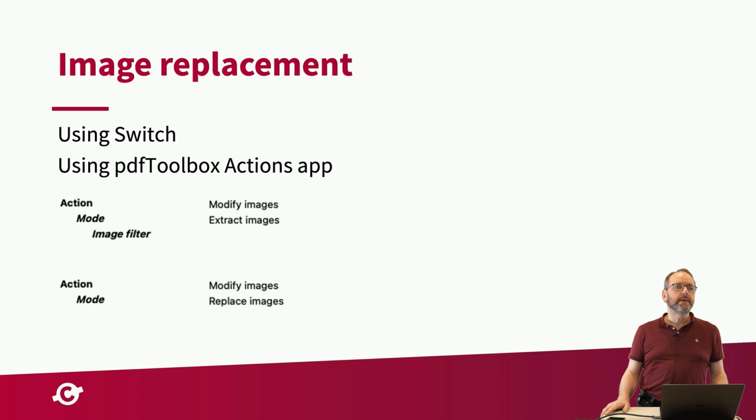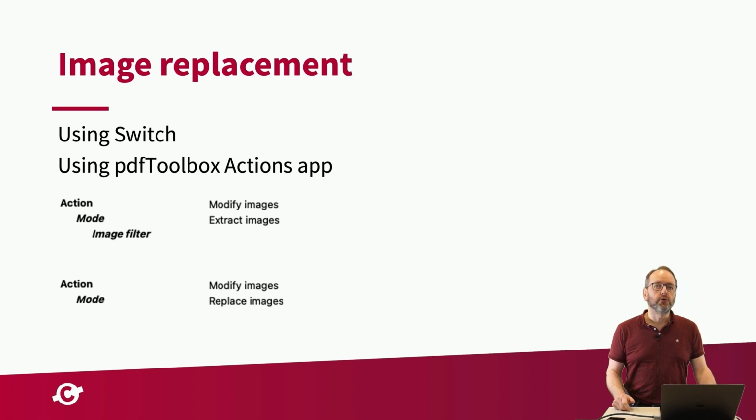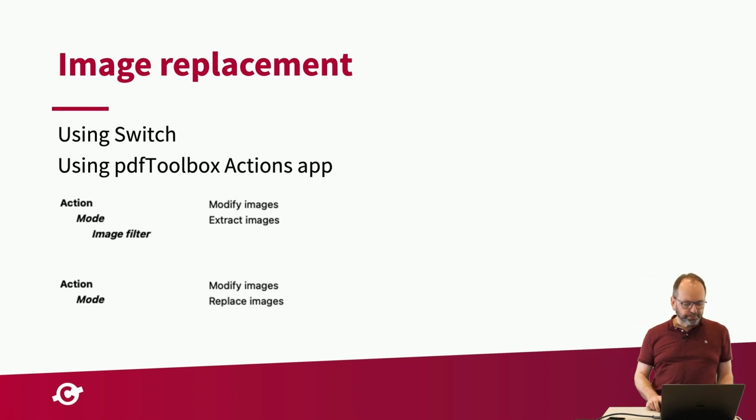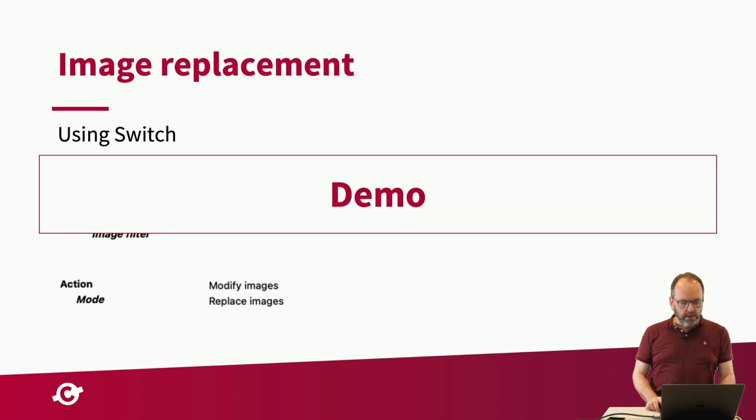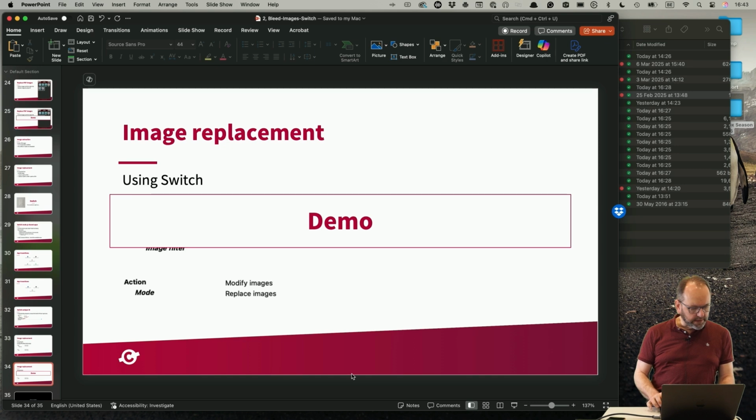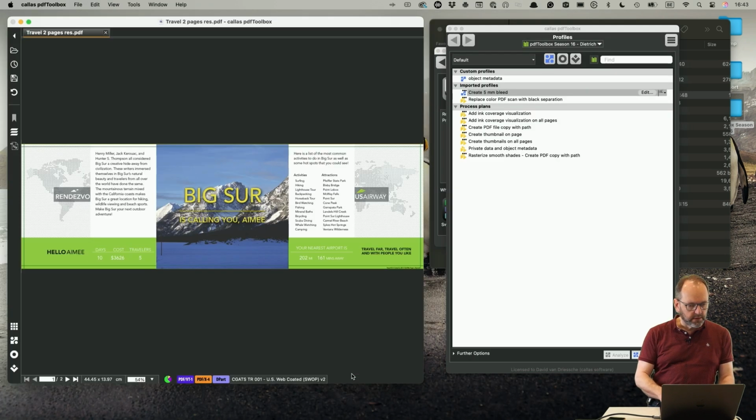And then this image filter allows you to specify a pre-flight profile that has a check that filters on images. And so this would then allow you to say, I only want to replace, I don't know, images that are larger than 20 pixels and that are RGB, or whatever fits the bill in your particular workflow. So, and I think that is also the last thing I have in this presentation.